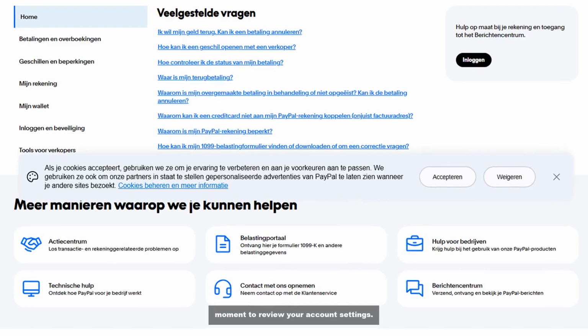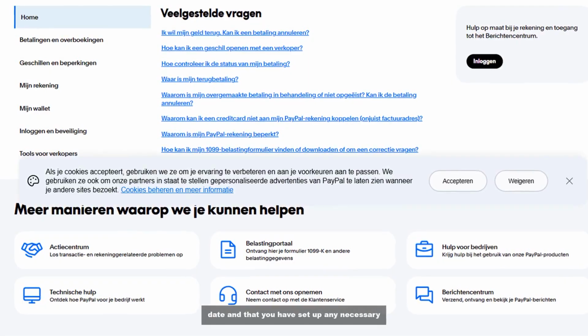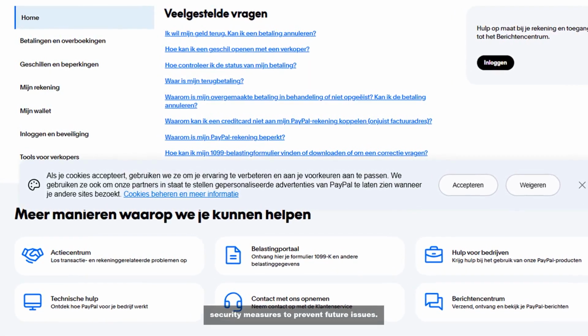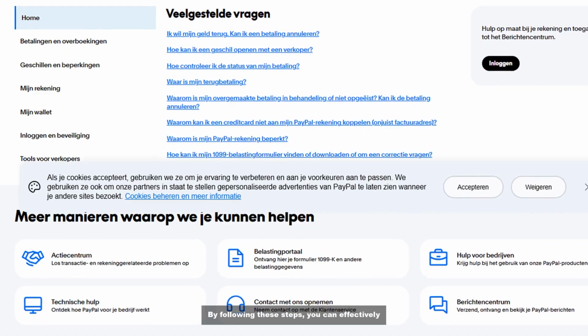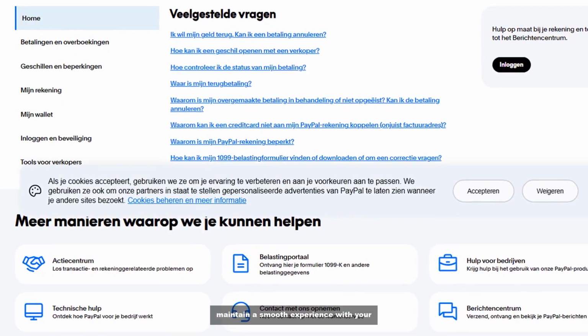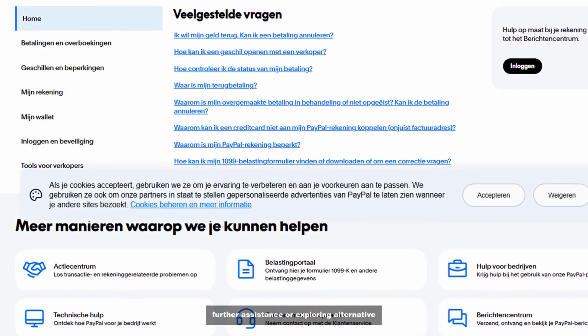Step 5. Review your account settings. Once your billing issue is resolved, take a moment to review your account settings. Ensure that your payment methods are up to date and that you have set up any necessary security measures to prevent future issues. By following these steps, you can effectively resolve billing problems on PayPal and maintain a smooth experience with your account. If issues persist, consider seeking further assistance or exploring alternative payment options.